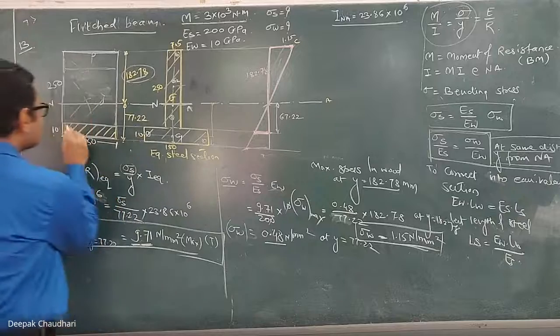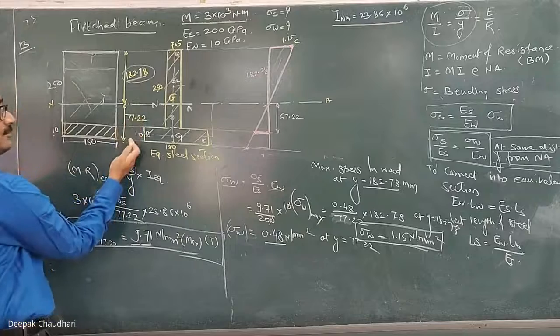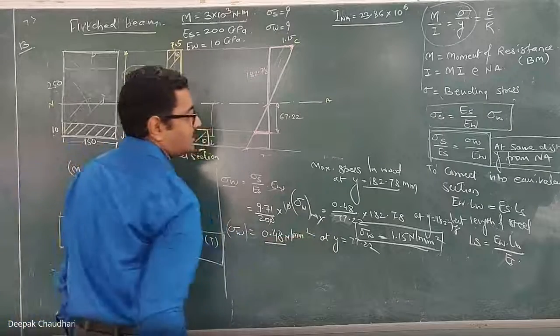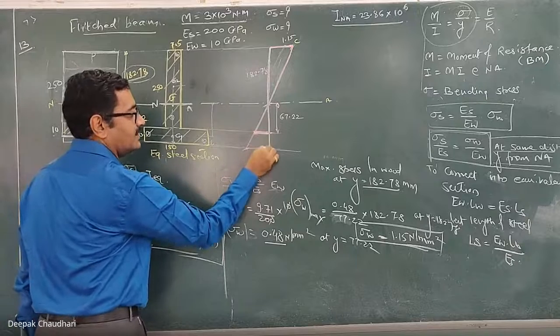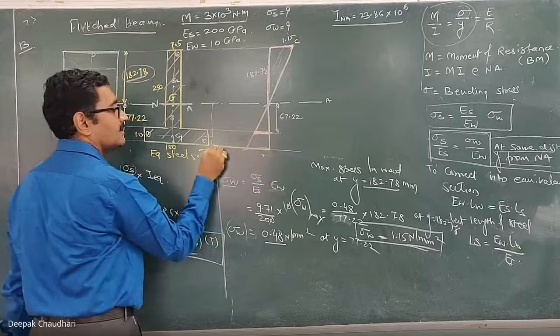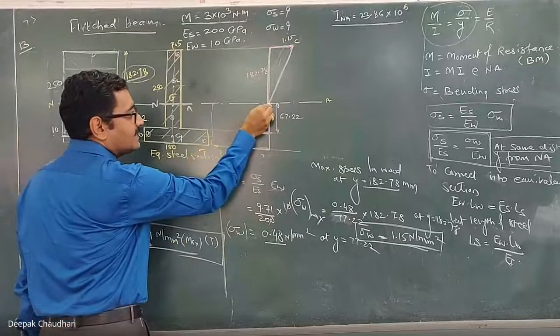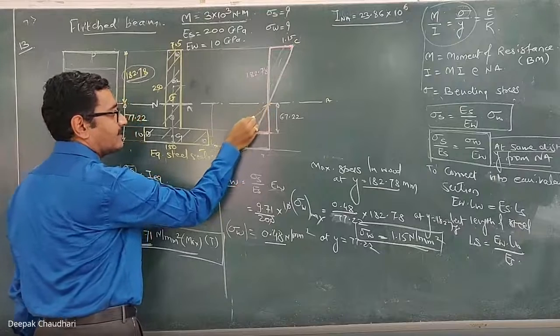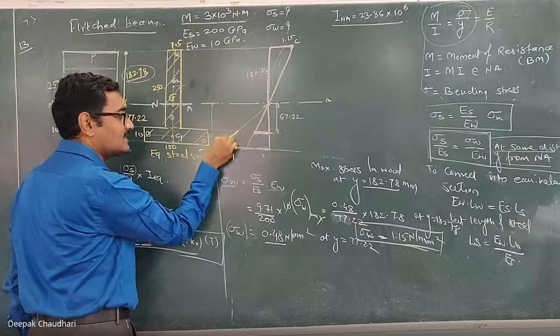Now for the steel, at the bottom layer of the steel, which is at a distance of 77.22, the value of the stress is 9.71. So this is the baseline. Here this is 9.71, and at the neutral axis it is 0. So I'm drawing a faint line, joining these 2 points. Okay, so this is the stress in the steel.